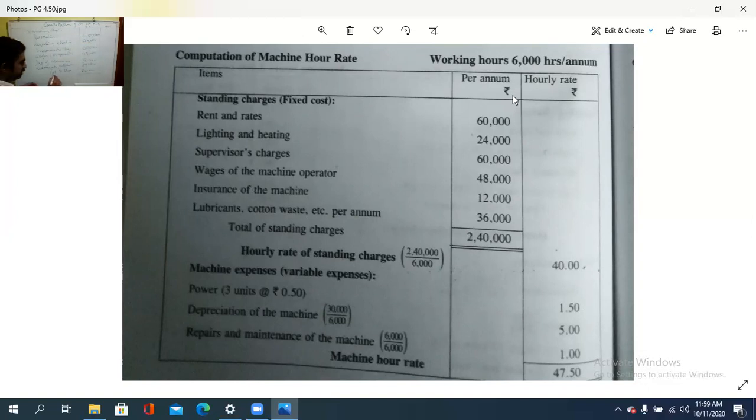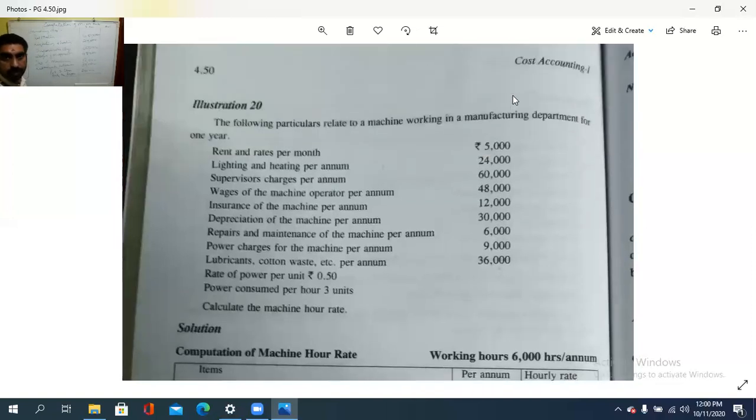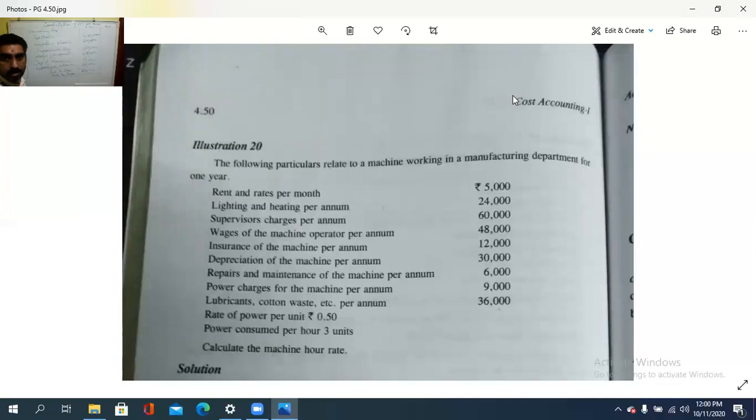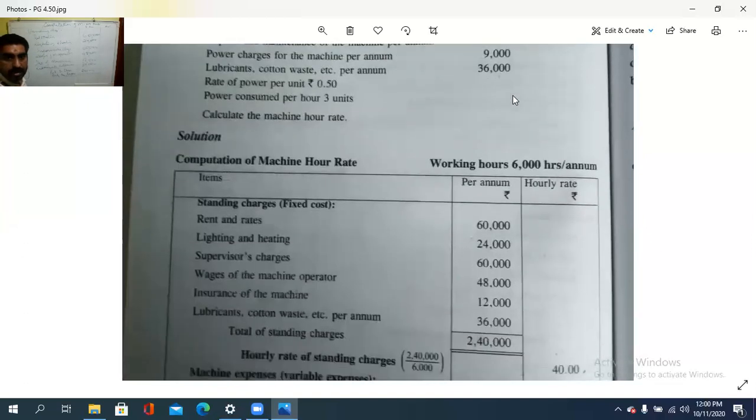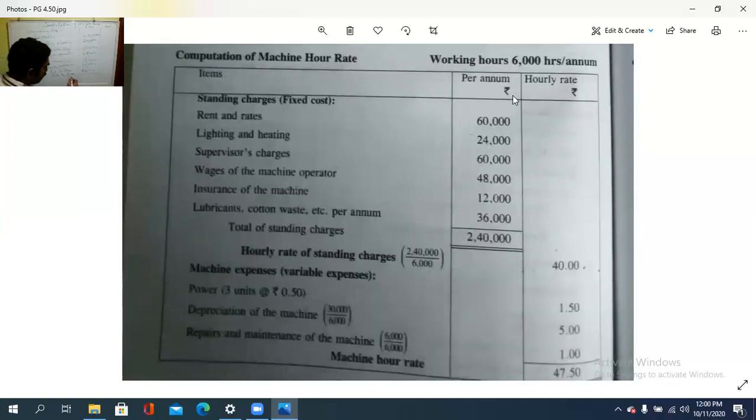So hourly rate is equal to 2,40,000 divided by how much? 6,000 working hours. Maybe they forgot to give the working hours. In the answer, they are putting 6,000 hours per annum. So 2,40,000 divided by 6,000. So 6 fours are 24. So 40.